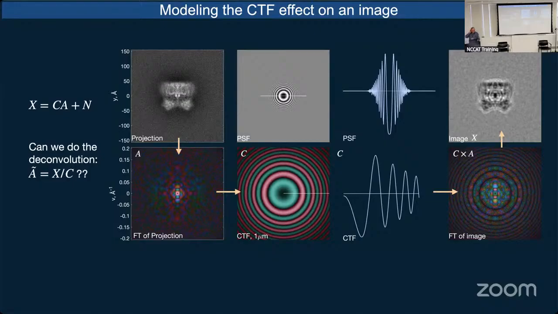Now, the question is, can we do this deconvolution? This would be really cool, because we know that all we have to do is multiply these two to get the effect of the CTF on the object. So we could just divide by the CTF, and then we would do a perfect deconvolution. But of course, this is not going to work. Your computer will immediately give you some errors, because you will be dividing by 0 when you have zeros of the CTF. So how are you going to do this deconvolution?